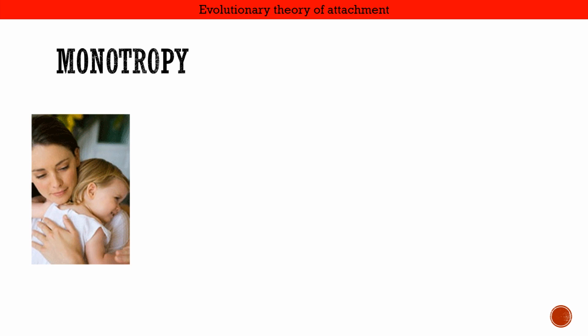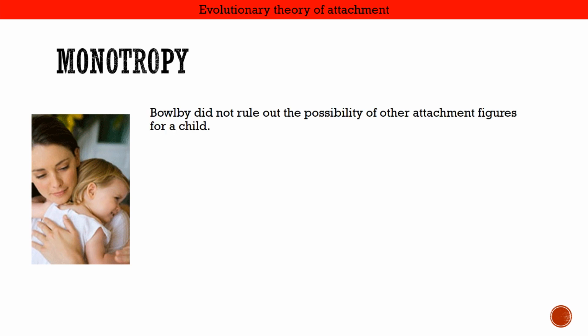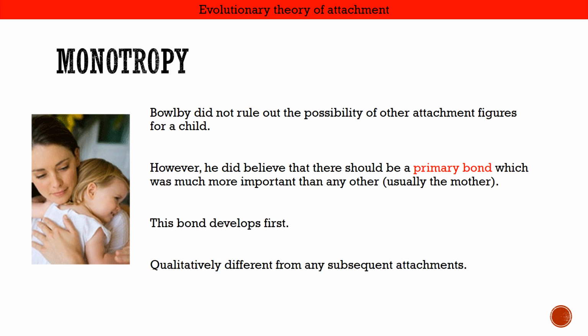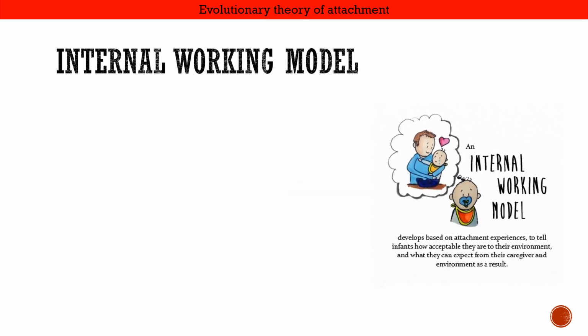Second of all, monotropy. Bowlby did not rule out the possibility of other attachment figures being important to a child. However, he did believe that there should be a primary bond with that primary caregiver, and it was much more important than any other bond. And this bond was usually with the mother. This bond develops first, and it's qualitatively different from any subsequent attachments. So that first important attachment is different from any other secondary or multiple attachments that are made.